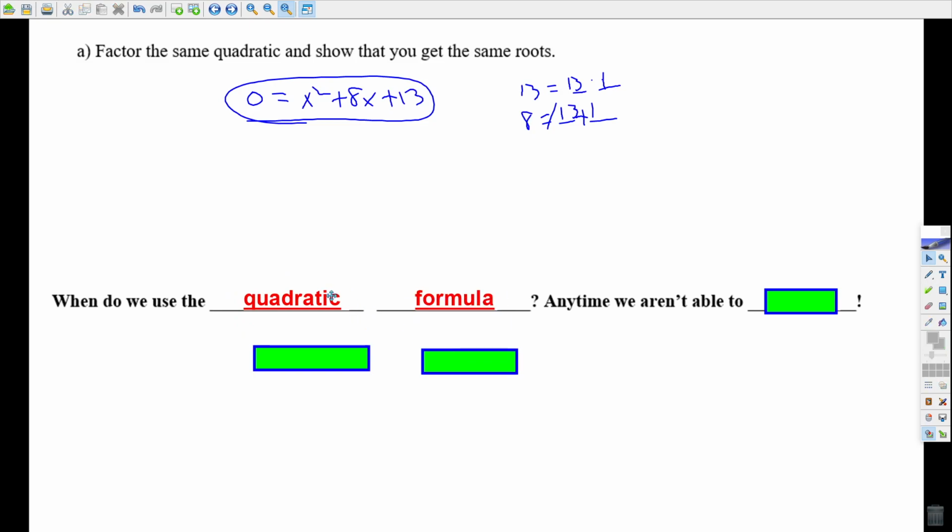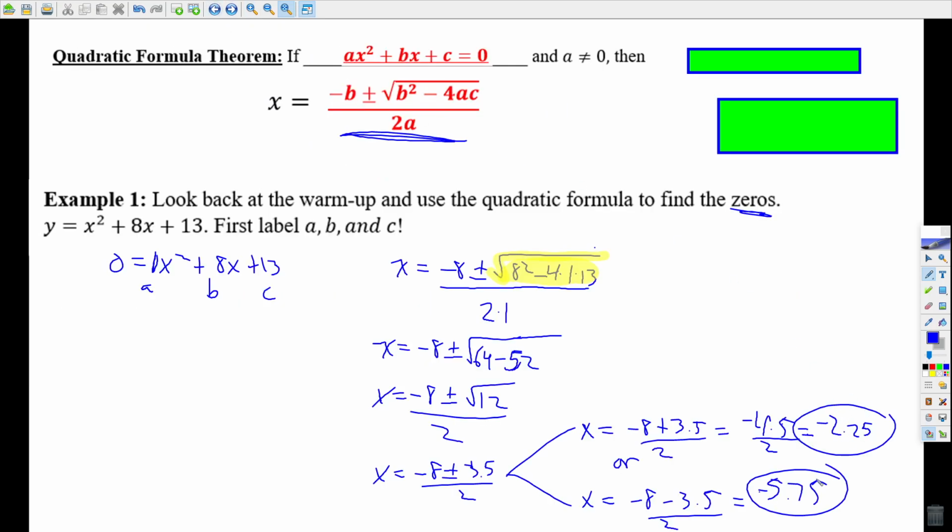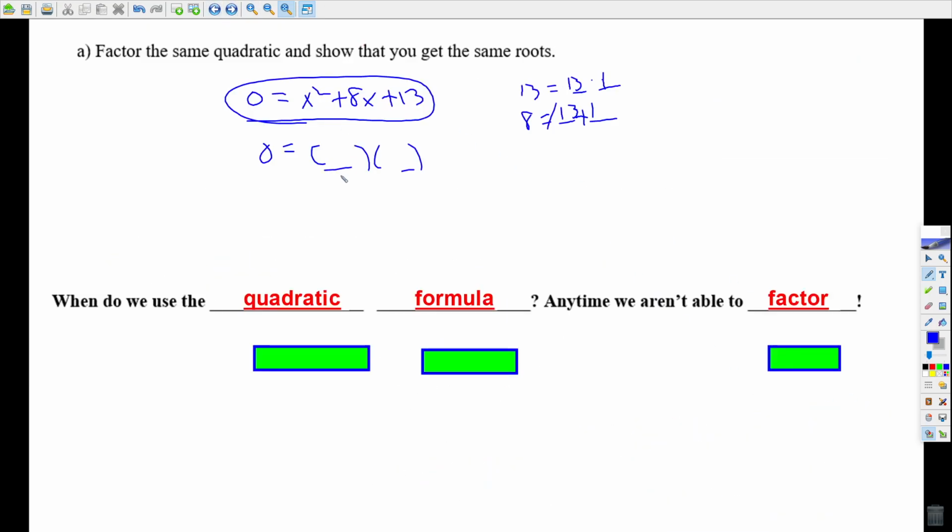So when do we use the quadratic formula? Specifically this time right here, because we're not able to factor. So there's no way to figure out what parentheses to put here, because it won't work. As you can tell from before, these answers here are decimals, and we're not going to get decimals here. Sometimes you could whenever you do factoring, but this factoring doesn't work out. You try to use the shortcut method, it doesn't work.